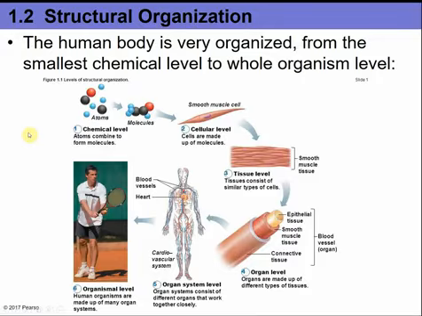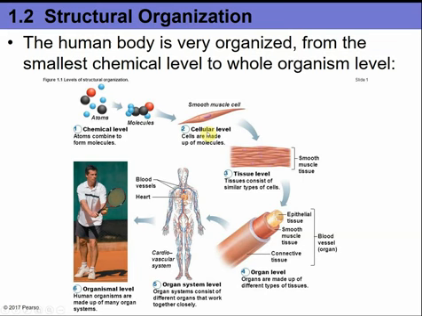So the human body is very organized from the smallest, most basic chemical level all the way to the entire organism level. So kind of at the bottom of the hierarchy, we have the chemical level. So it's composed of atoms and molecules. So different atoms and chemicals will combine and join together to form molecules. Then these molecules will combine and work together to form cells. So cells are made up of different molecules.